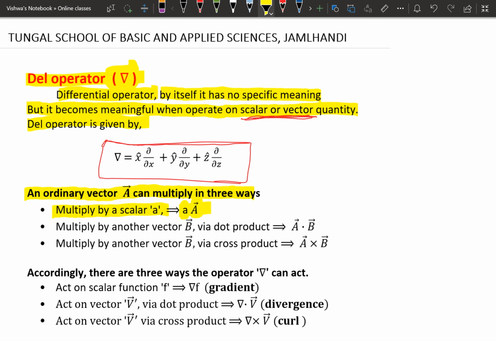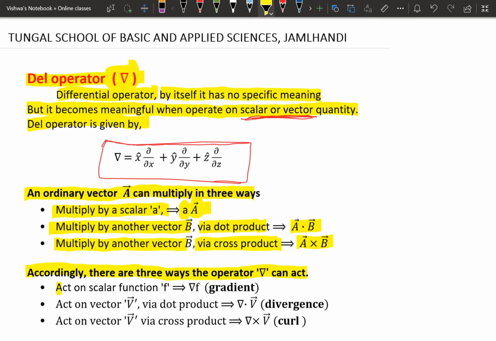Another way is multiplying by another vector b bar. We can multiply a vector by another vector via the dot product, that is vector a dot vector b. And one more is multiplying by another vector b bar via the cross product. Again we can multiply two vectors via the cross product, then it is a cross b. Like that, there are three ways the operator del can act.